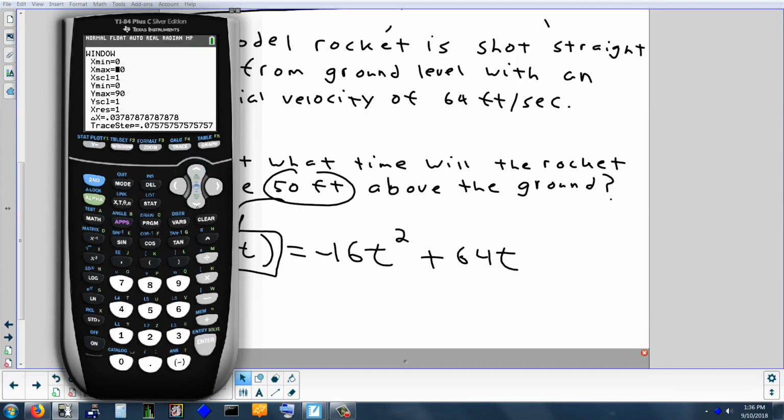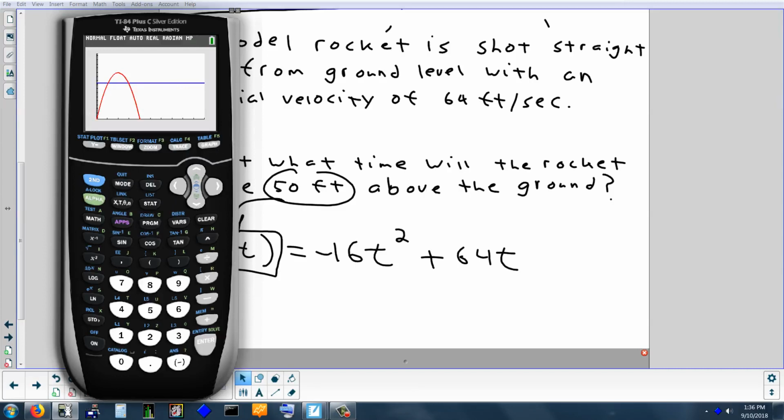Okay, moving on. So negative time doesn't make sense. And then x max would have to be, well, we don't know how long it's in the air for. So I'm going to guess that it's not in the air more than 10 seconds. So there's my 50-foot mark. Here's my path of the rocket. Yeah, good enough. So we're going to calculate 2 intersects.